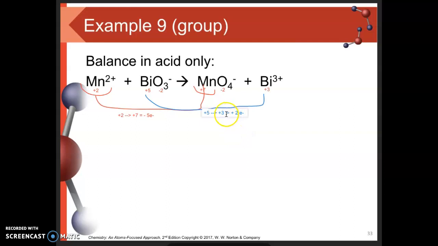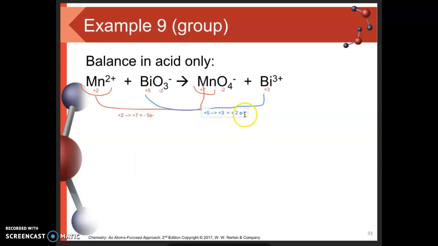Now, here's again a case where we can see the number of electrons being lost does not equal the number of electrons being gained. And so what do we have to do about that? Well, it's simple. We have to find some kind of multiple that allows both of those things to even out. What we're looking for in mathematical terms is the lowest common multiple. The lowest common multiple between 2 and 5 is 10.